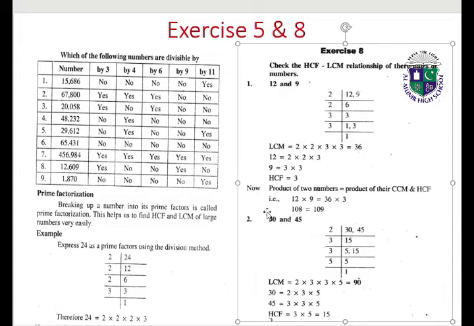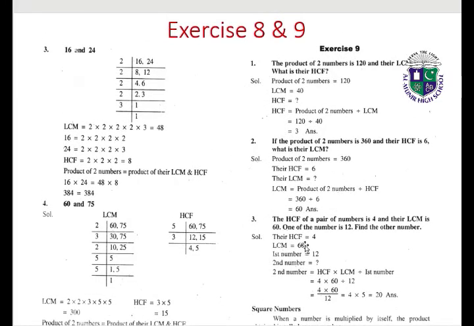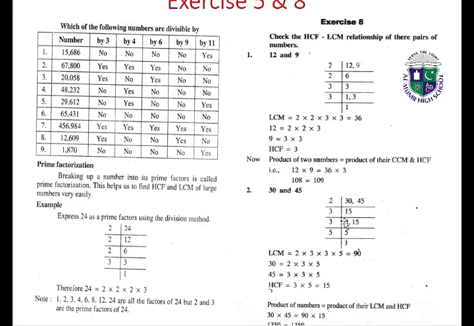Question number 2. 30 and 45. 2 fifteens are 30, 45 carry on.